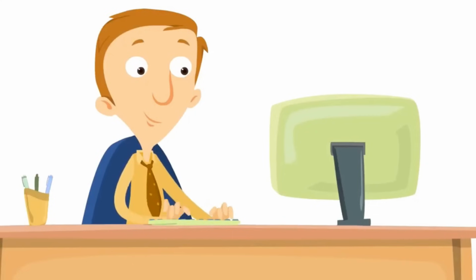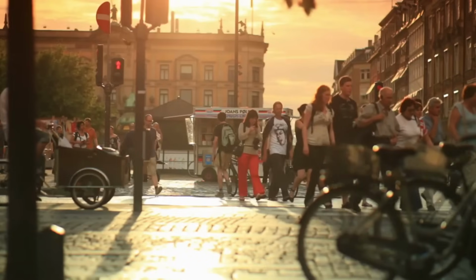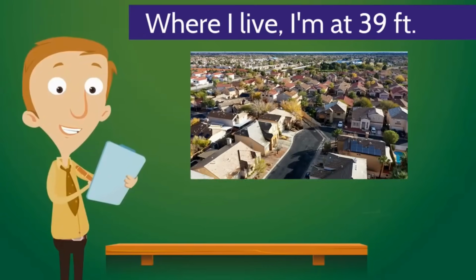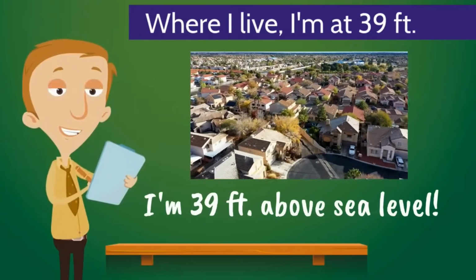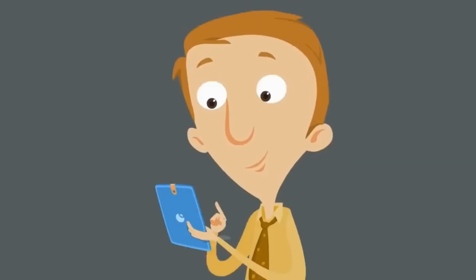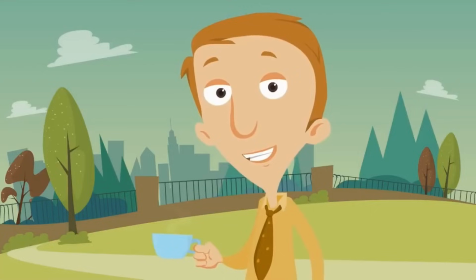Of course, elevations can be positive numbers, and most places on land are above sea level. Where I live, I'm at 39 feet, meaning I'm 39 feet above sea level. If you're curious about what the elevation is where you live, you can ask a parent or teacher. It's kind of fun to find out.